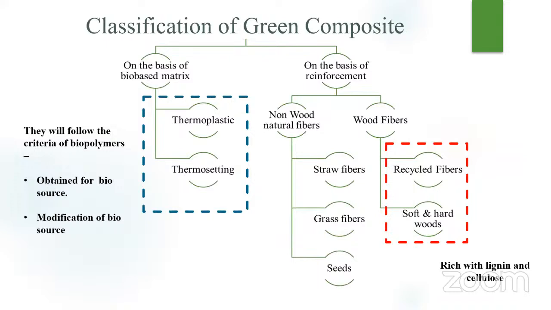Now, classification of composites: we can classify composites on the basis of matrix and on the basis of reinforcement. Composites can either be thermoplastic or thermosetting, based on the matrix. On the basis of reinforcement, they can be non-wood natural fibers or wood fibers. Non-wood natural fibers can be plant-based fibers like straw fibers, grass fibers, seeds. Wood fibers can be recycled fibers or soft and hard woods, which are rich in lignin and cellulose.